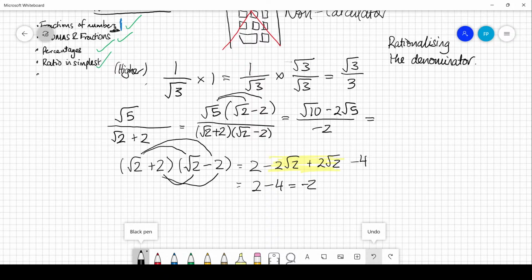And you can simply leave it like that, or put the minus at the back here. Just have root 10 minus 2 root 5 over 2. And that will be an acceptable answer for a question like that. And this will link into some of your algebra as well.